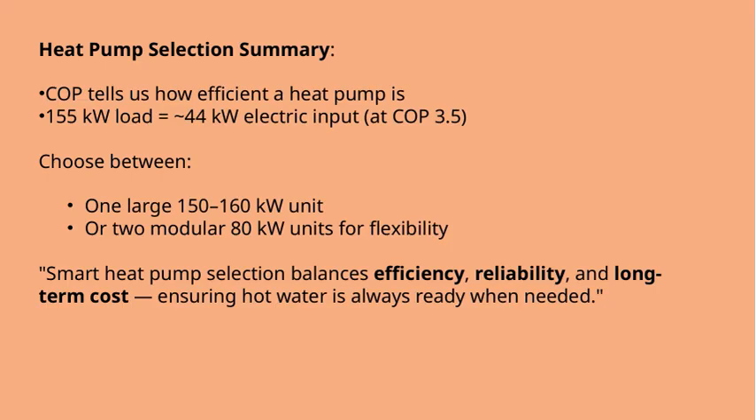When choosing a heat pump, we have a couple of options. One is to go with a single large unit, somewhere between 150 and 160 kW. The other is to opt for two smaller modular units, around 80 kW each, which can offer more flexibility in how we operate and maintain the system. Ultimately, smart heat pump selection is about balancing efficiency, reliability, and long-term costs.